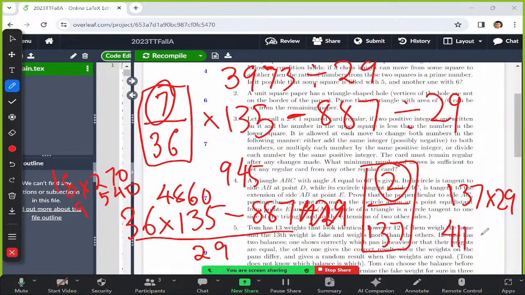4,110 minus 137. 4,000 minus 27. Yeah. So it works. Yeah. Okay.